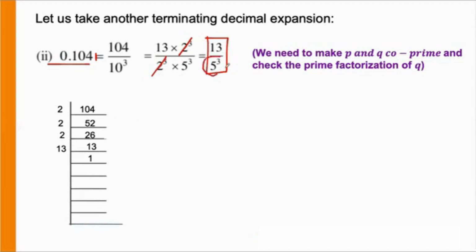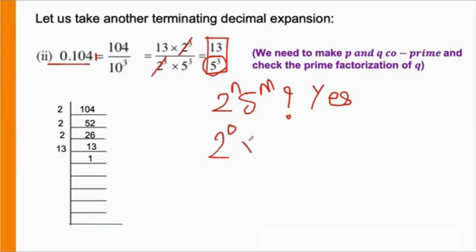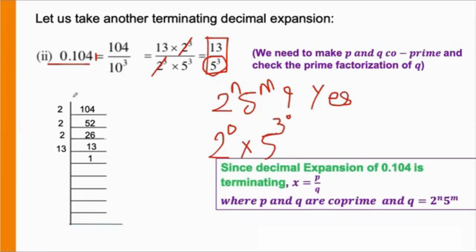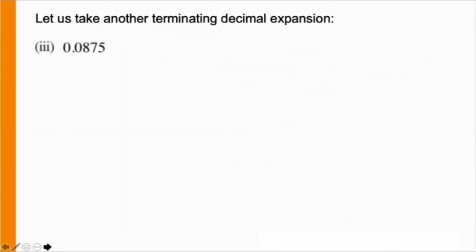Now, is the denominator here in the form of 2 raised to n 5 raised to m? Again, yes. Though 2 raised to 3 has been cancelled out, actually it has turned 0. So we have 2 raised to 0 into 5 raised to 3. And so we can say that since the decimal expansion was terminating, we have the denominator in the form of 2^n 5^m. So the theorem stands true. We will take one more example.